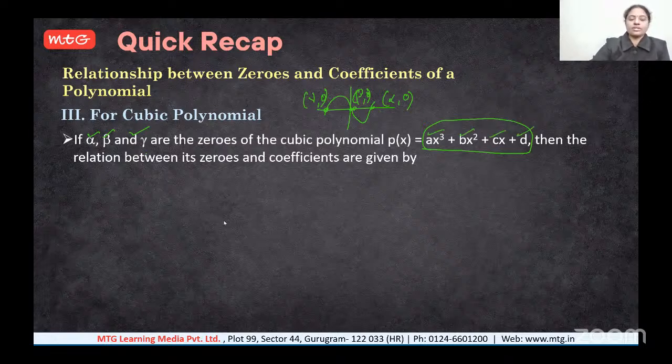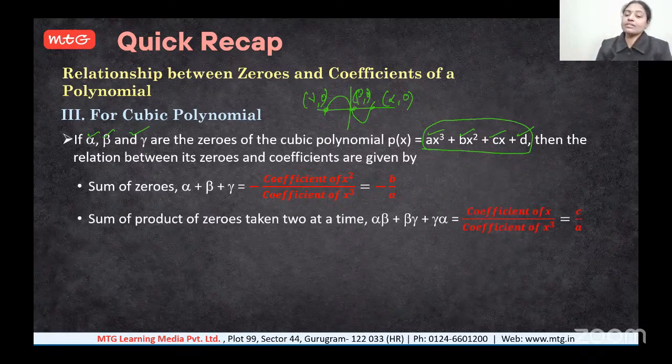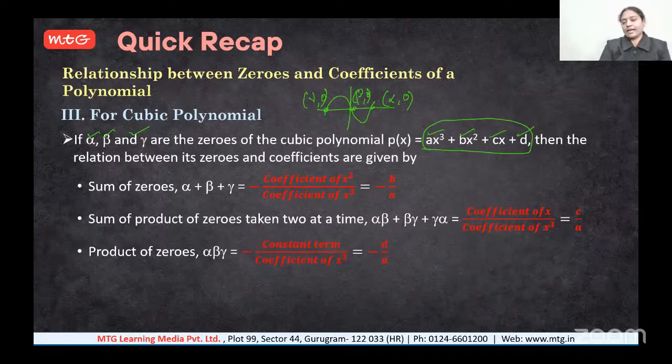So the sum of zeros, that is alpha plus beta plus gamma, is nothing but minus of x square coefficient by x cube coefficient, which is nothing but minus b by a. Since there are three zeros, you take each of them and add. Now we can take the product of two zeros at a time, like alpha beta, beta gamma, alpha gamma. Such products, if you sum them, is nothing but x coefficient by x cube coefficient, that is c by a. Now, if you consider the product of all the three zeros, alpha beta gamma is minus d by a.